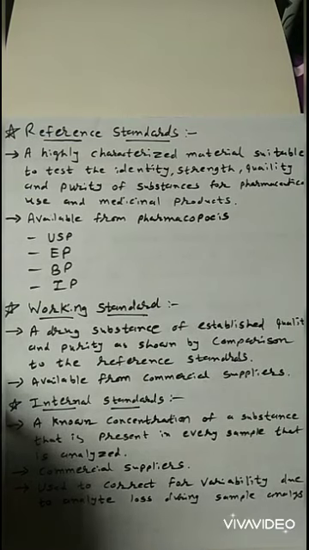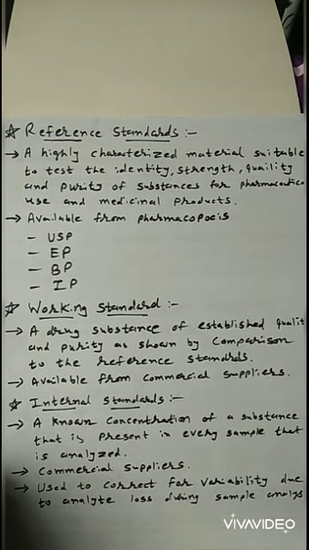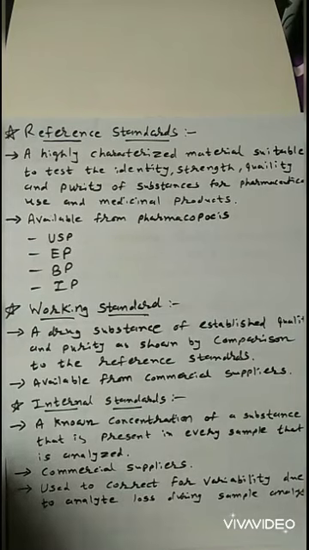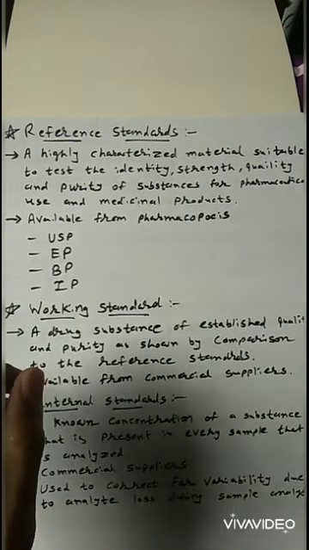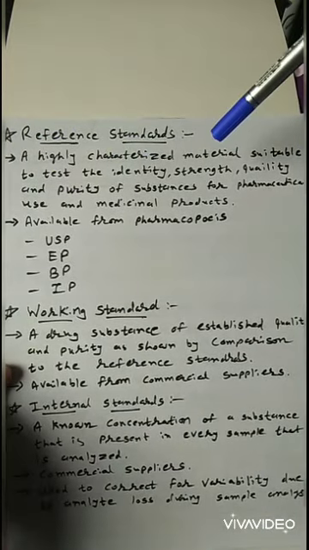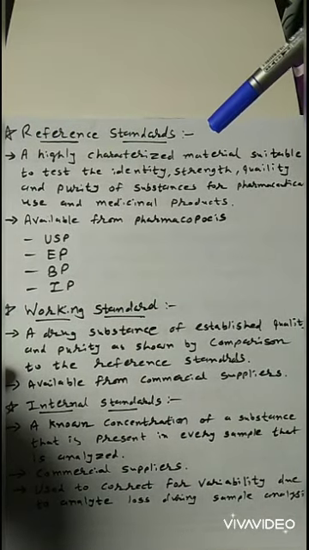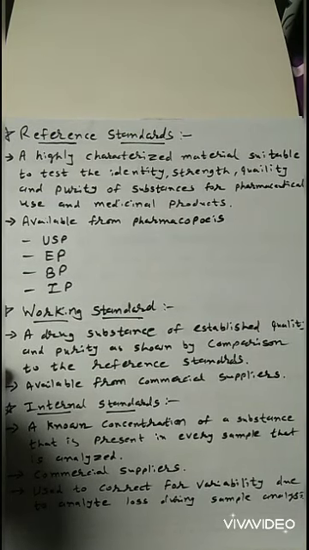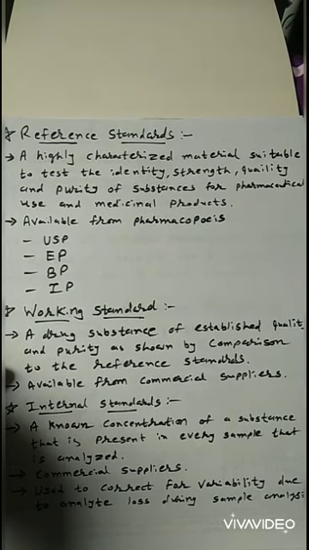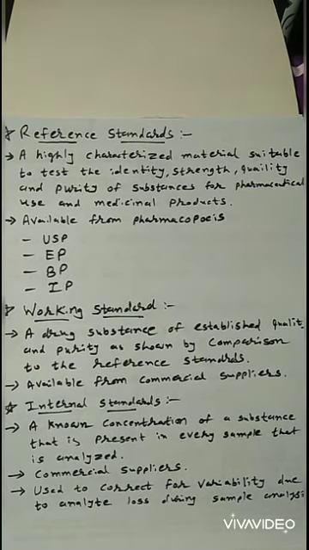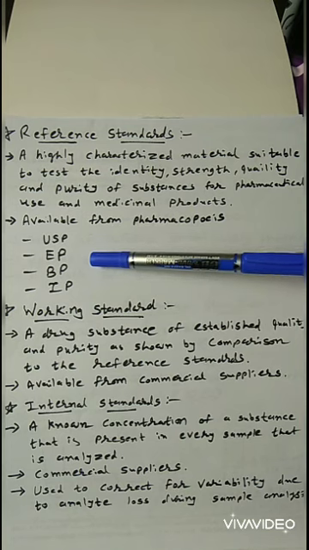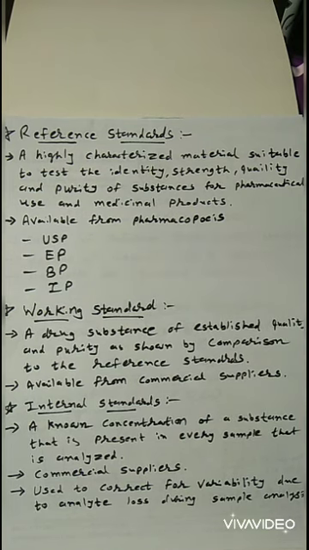Now, we will understand the difference between the reference standard, working standard, and internal standard. First of all, what is the reference standard? A reference standard is a highly characterized material suitable to test the identity, strength, quality, and purity of the substance for pharmaceutical use and medicinal product. This is the definition of the reference standard. Basically, reference standards are the standards of the highest purity, available from pharmacopoeias like the US pharmacopoeia, European pharmacopoeia, British pharmacopoeia or Indian pharmacopoeia. A reference standard generally has a purity of more than 99.5 percent.